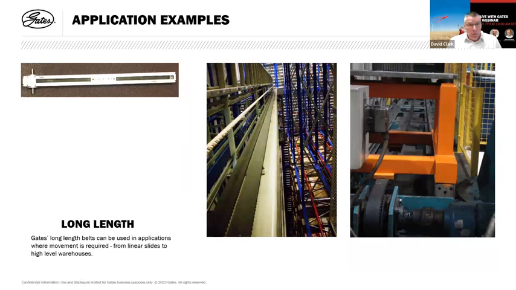Here's some examples of long length drives. On the left-hand side, you've got a small linear drive, a linear slide. In the middle, you have a high-level warehouse using a long length belt to raise and lower a platform or a pick-and-place system within this warehouse. And on the right, you have what's really a much bigger version of what you have on the left-hand side there. It's a horizontal drive.